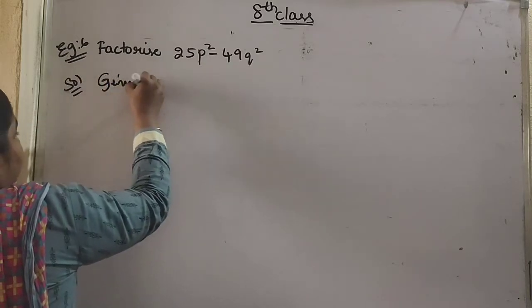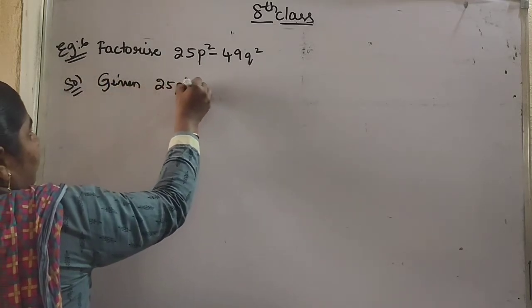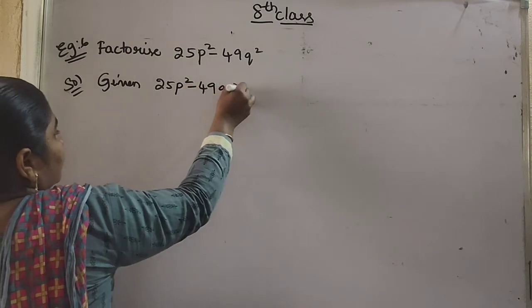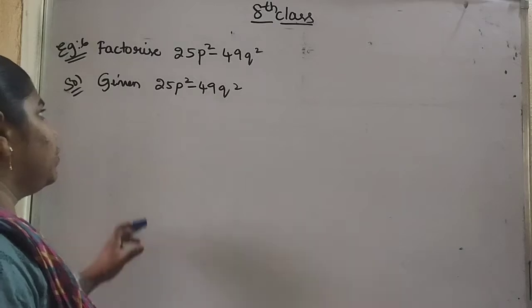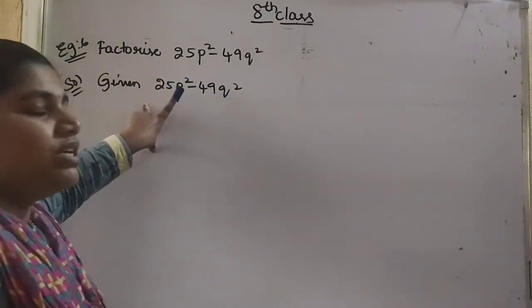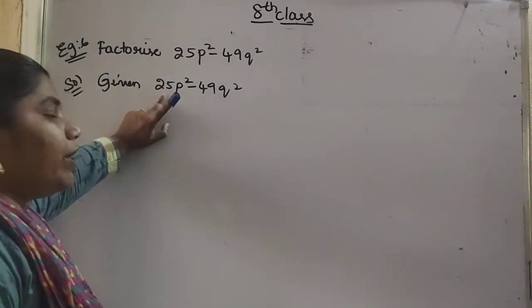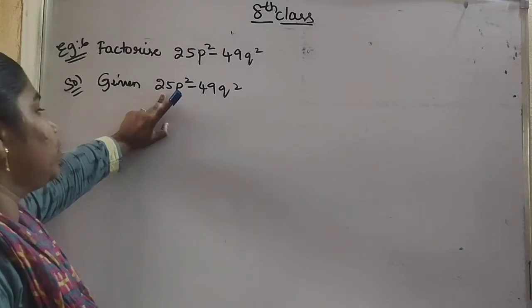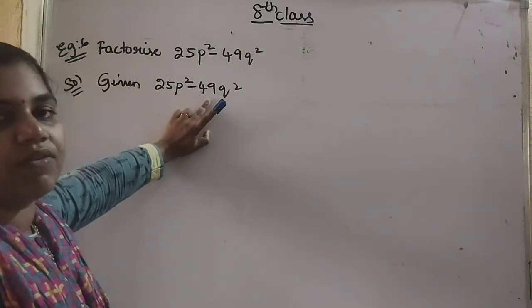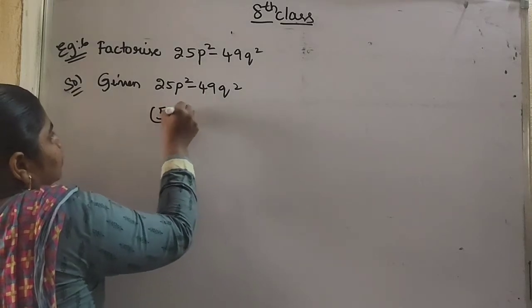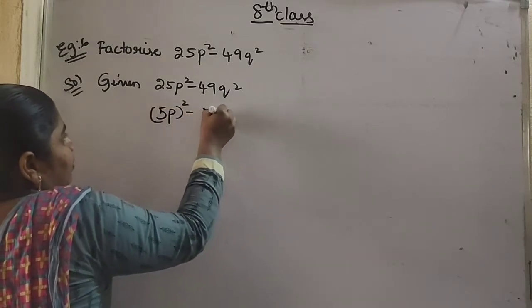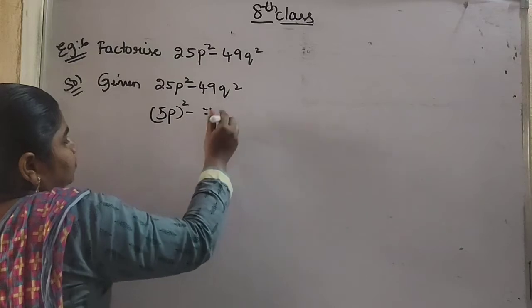Given 25p square minus 49q square. This has only two terms, and both are square values. 25 can be written as 5 square and 49 can be written as 7 square. So we can write this as 5p whole square minus 7q whole square.